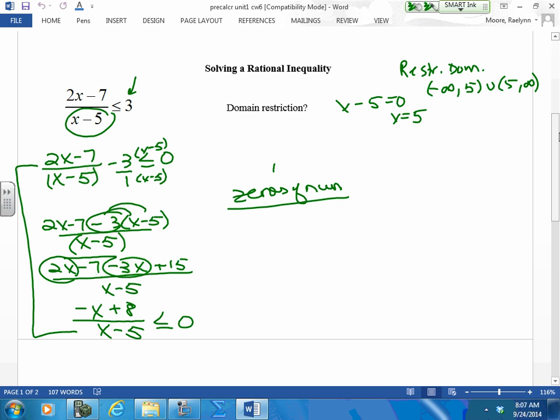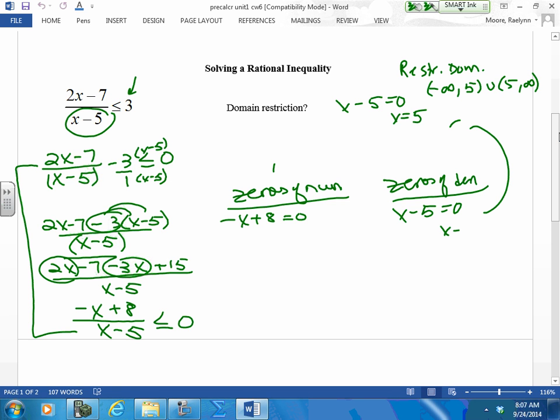So take your numerator. There's only 1 out here. And there's only 1 for your denominator. Which we already knew that one because we did that restriction, right? So we solve this. We subtract 8. You got to solve for the positive x, so divide by a negative 1. And x is equal to 8.